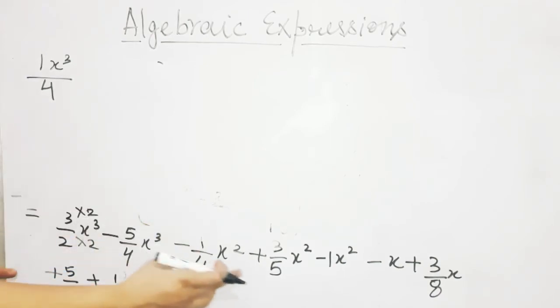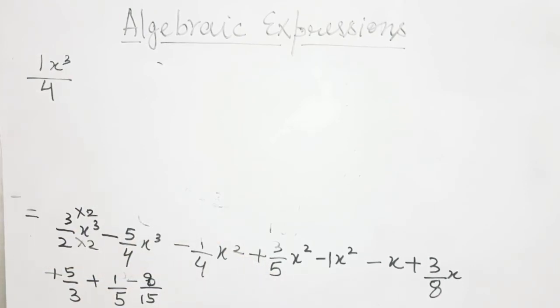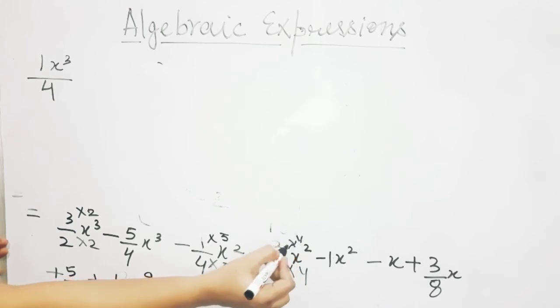So their LCM will be their product. Why are they co-primes? If you know the answer, you can comment down in the comment section. They are called co-primes because they do not have any other common factor apart from 1. So to make it 20, 4 has to be multiplied by 5 and 5 has to be multiplied by 4.